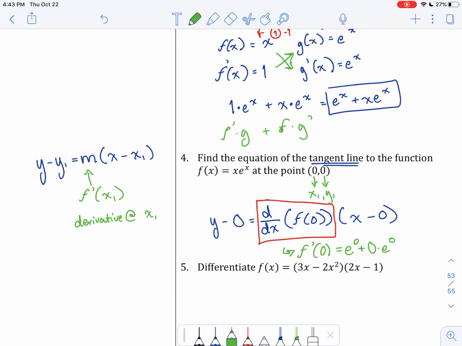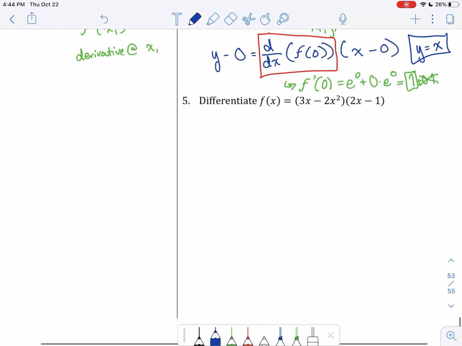e to the 0, like any power to the 0, is 1. Multiplying by 0 cancels out. And so the slope of the tangent line at that point is 1. Simplifying our zeros here, our final answer is y equals 1x, or y equals x. So that's another use of the derivative to write that full equation of the tangent line.